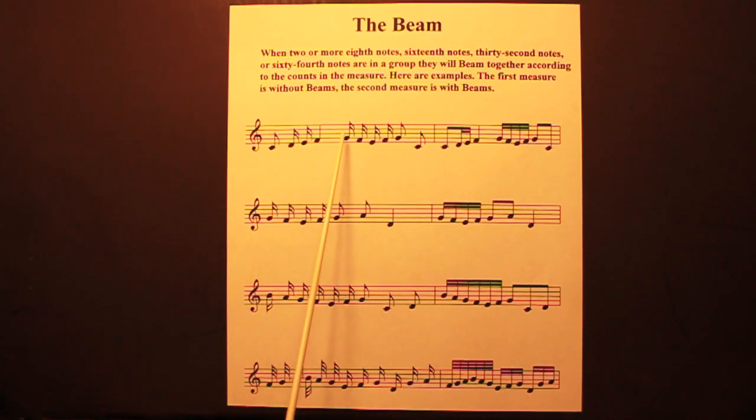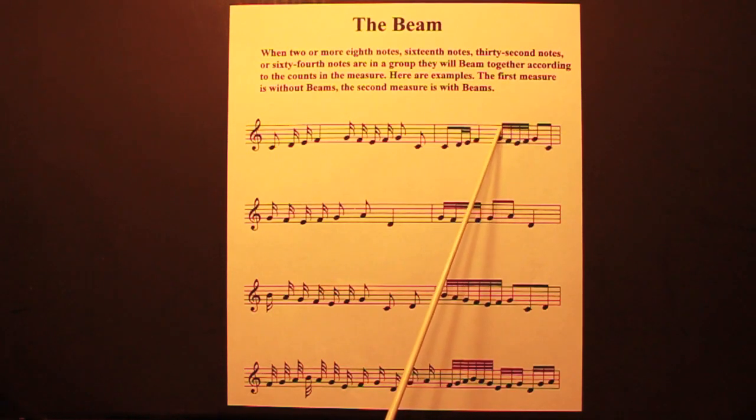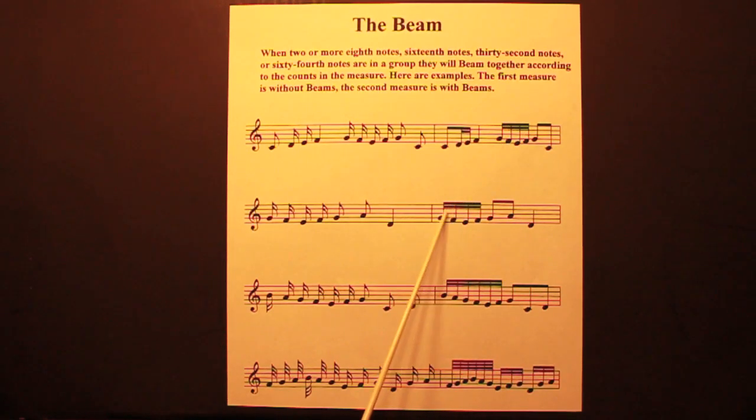16th flags and 8th flags. And here it is beamed together. Much easier to read. Rather than these 4 16th notes here, I can see them grouped real well. So that's what the beam does. There's examples of what it would look like if it was just done with flags. But when you can beam groupings together, it makes it a lot easier to read rather than this kind of thing.